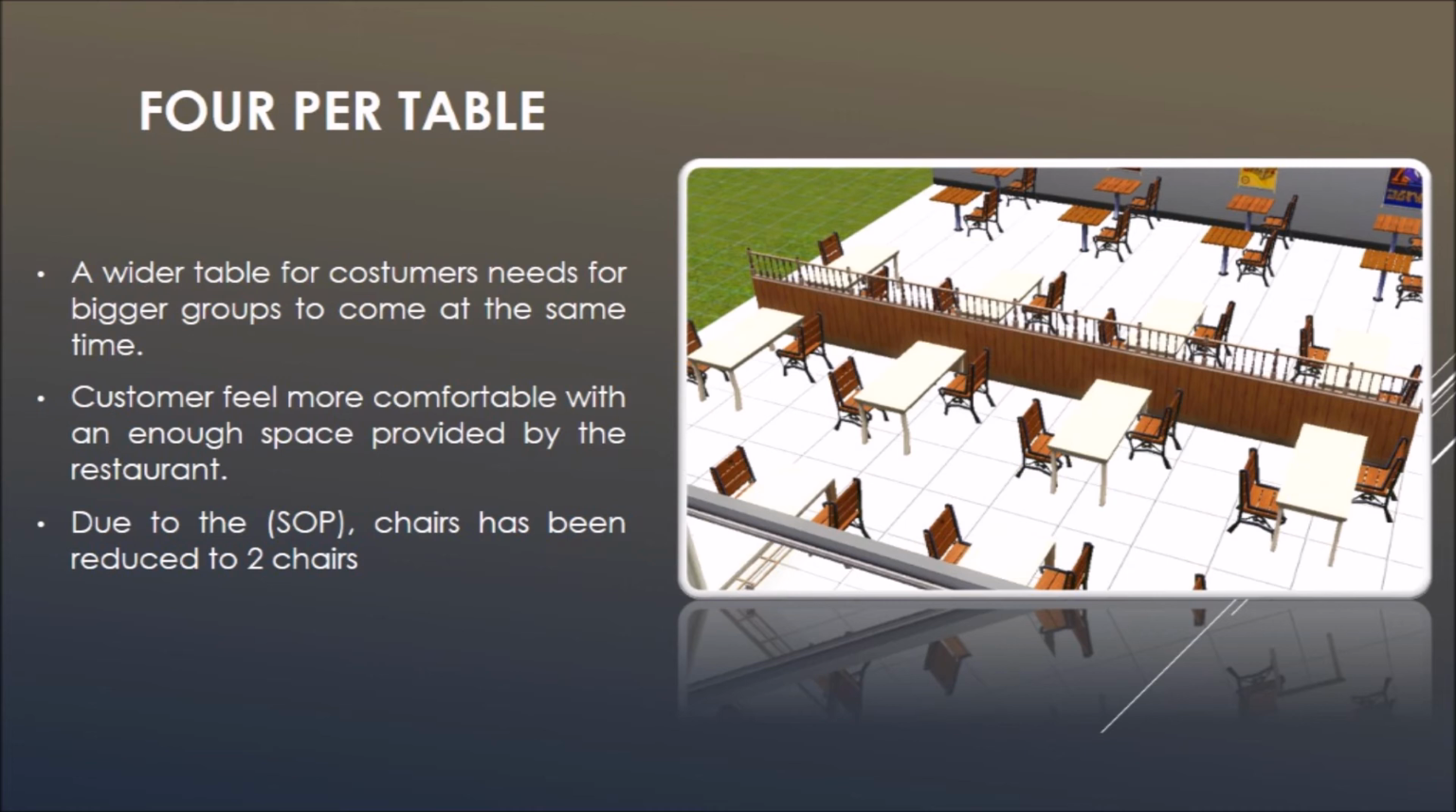The 4-person table was chosen in KFC to set up a wider table for customers' needs, for bigger groups to come at the same time. It also makes the customer feel more comfortable with enough space provided by the restaurant. Due to the standard operating procedure, SOP, the number of chairs has been reduced from 4 chairs to 2 chairs in order to keep the social distancing rule.